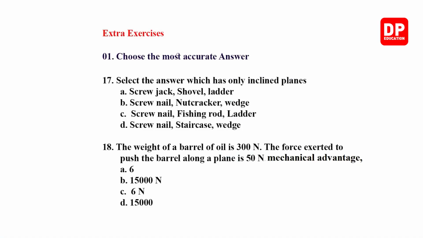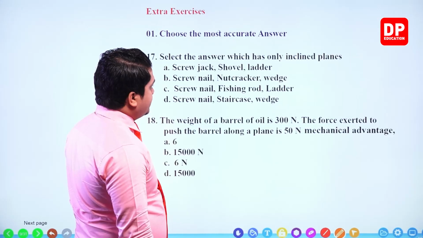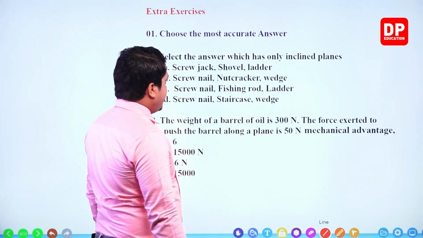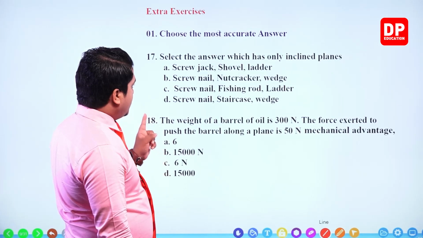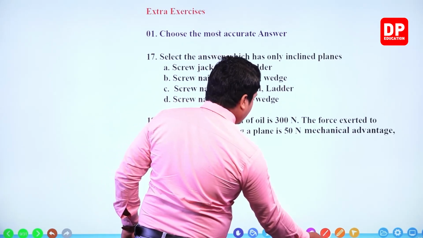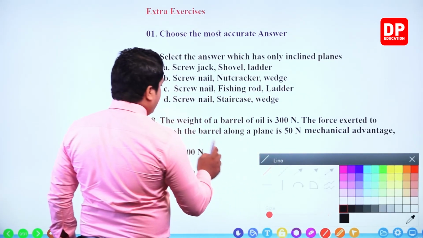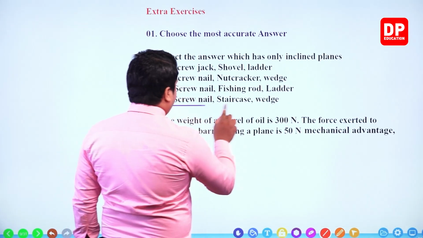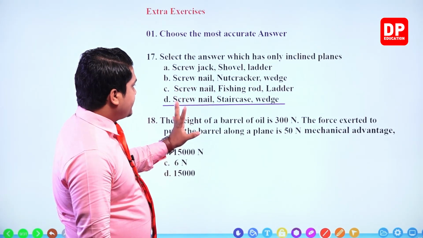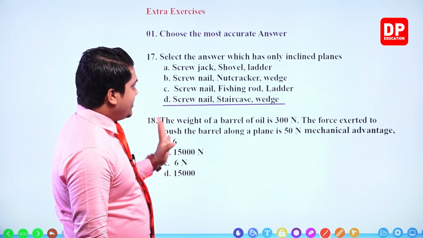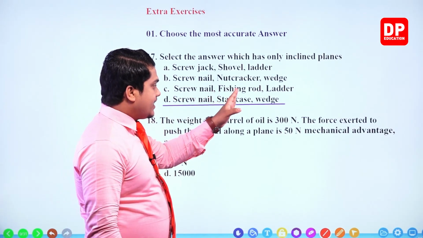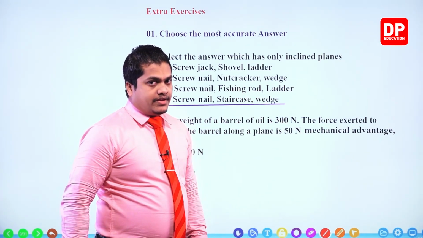Next one. Select the answer which has only inclined planes. So you have to select the answer that has only inclined planes. Inclined planes can only be observed in the fourth answer, right? Within the fourth answer, you can observe only inclined planes. Because here, shovel is not an inclined plane. Nutcracker in the second one is not an inclined plane. Fishing rod in the third one, not an inclined plane. Screw nail, staircase and wedge, all of these three are inclined planes.